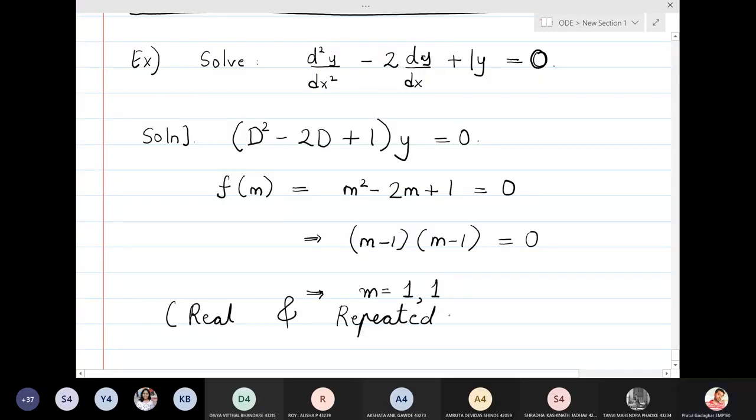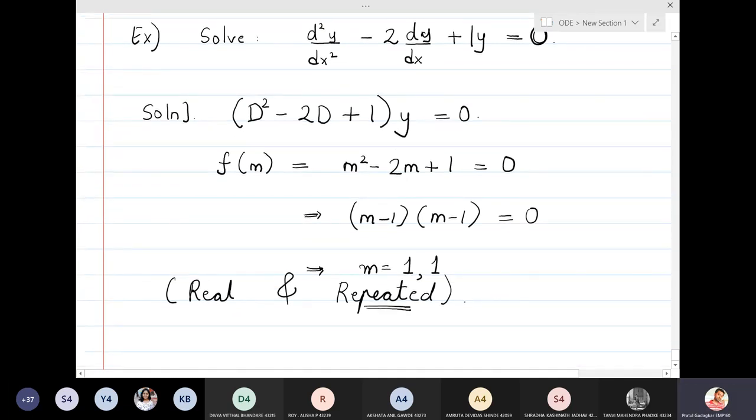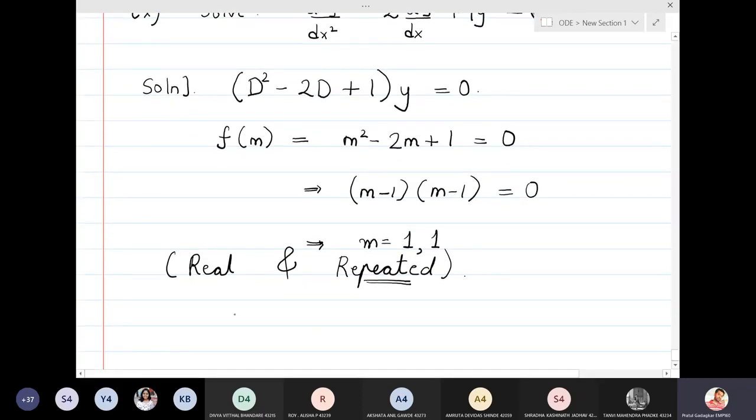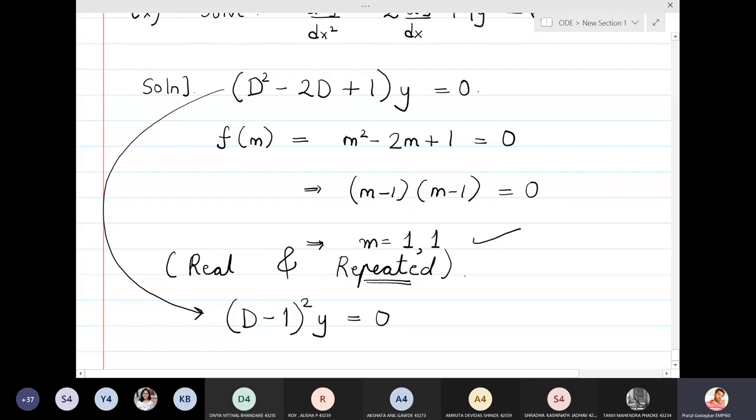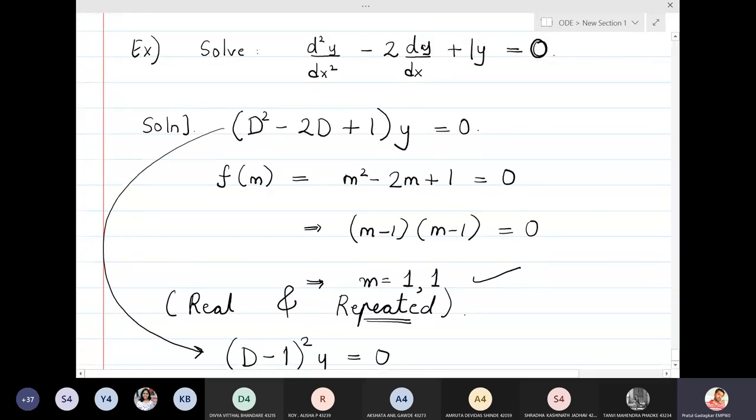So I cannot use that formula, c1 e raised to something plus c2 e raised to something, right? Because the roots are repeated. But if the roots are repeated, you see that the above question can be written as (D minus 1) whole square y equal to 0, correct? Because the roots are repeated, you can write it in the fashion of (D minus 1) whole square equal to 0. And then I will use this result. What is this result now?